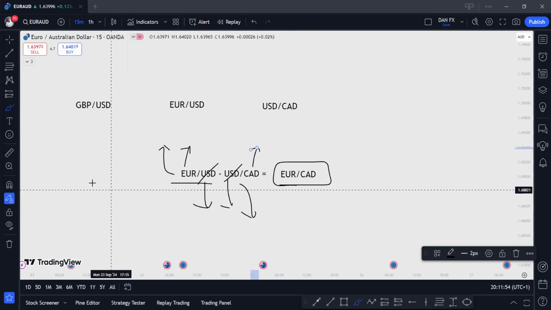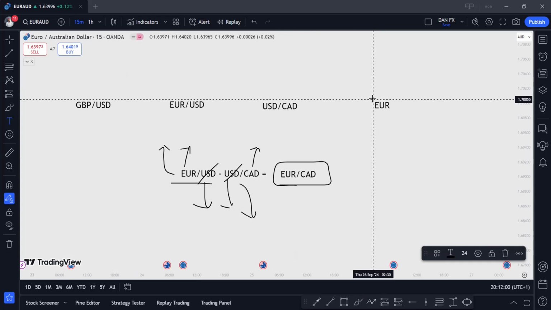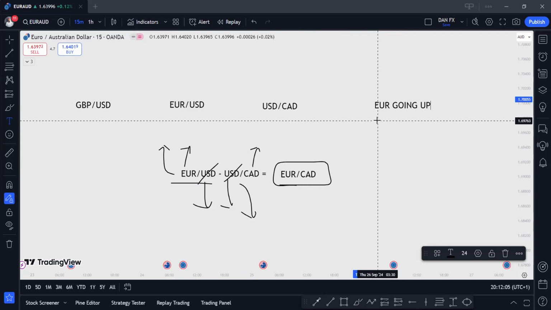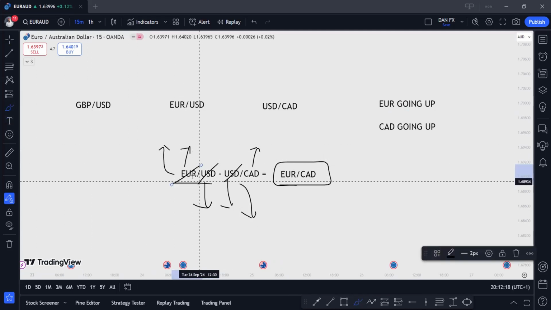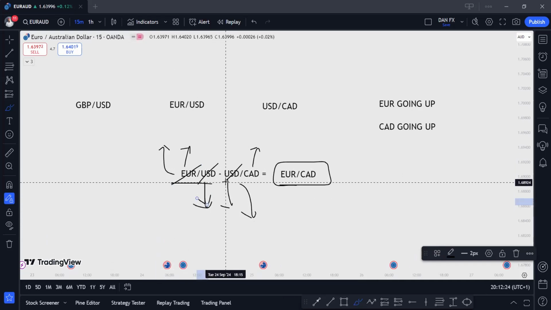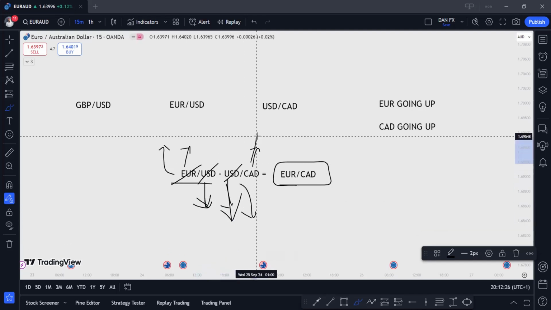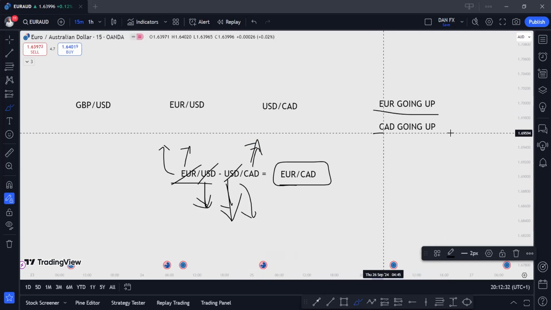So now what do we have from this movement? That means we have Euro going up, and we have CAD going up. Why? Because Euro/USD is going up. That means Euro is going up and USD is going down. And if that's the case, the USD on USD/CAD is going to go down, and then CAD is going up. So now we have established that we have Euro going up and we have CAD going up.